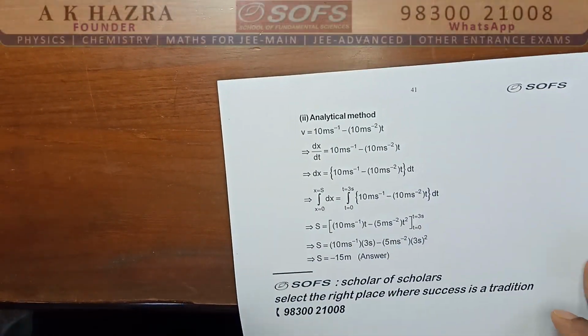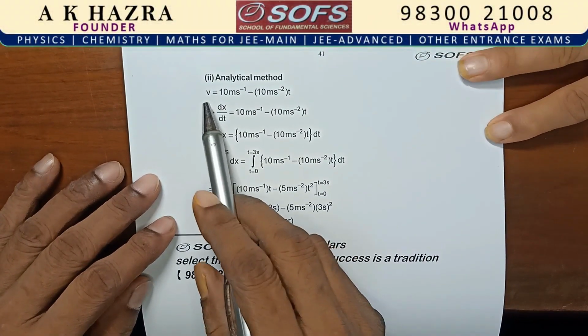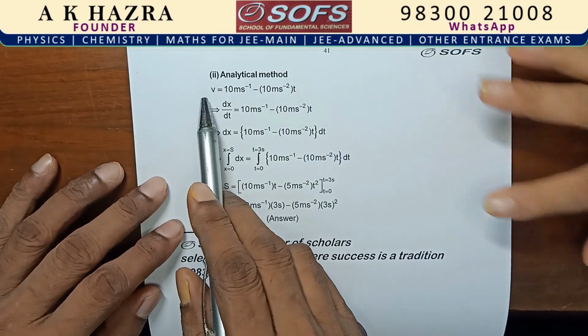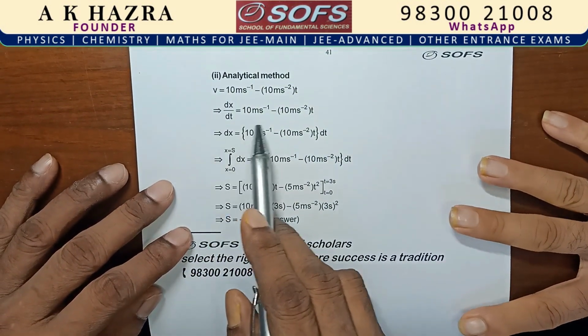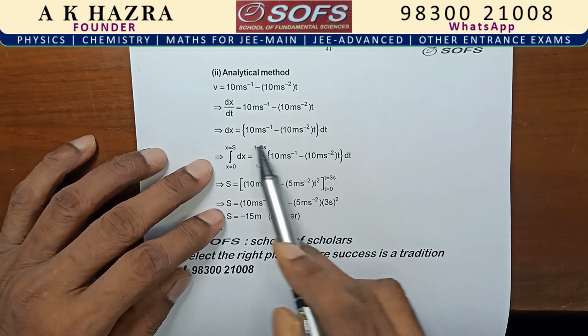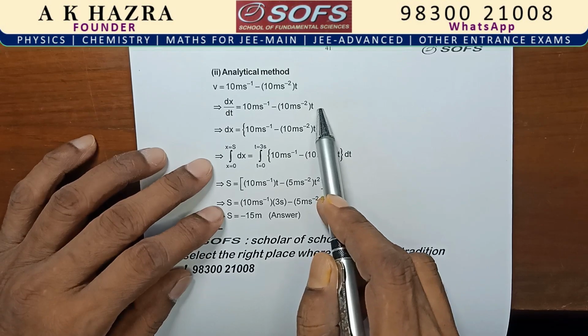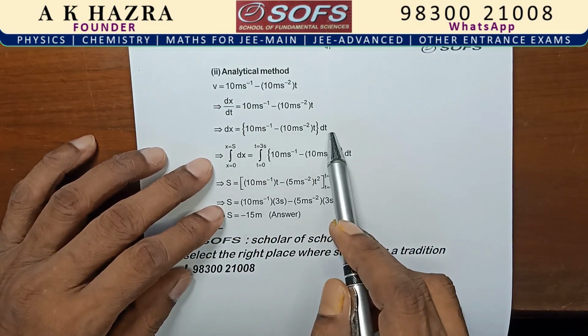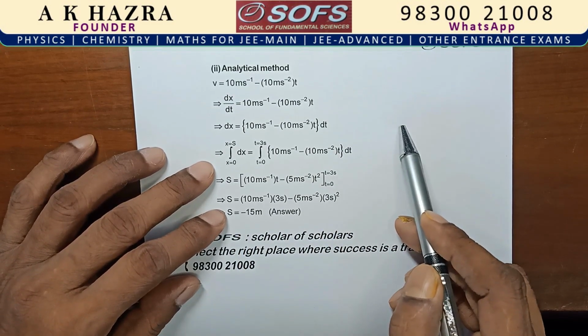Then the analytical method. You see, v is given, this law is given. Now velocity equals dx by dt. So step 1, the differential equation is made. Now we have to separate the variables. Just transfer dt here, looks like cross multiplication. So dx equals this into dt. So step 2, variables separated.